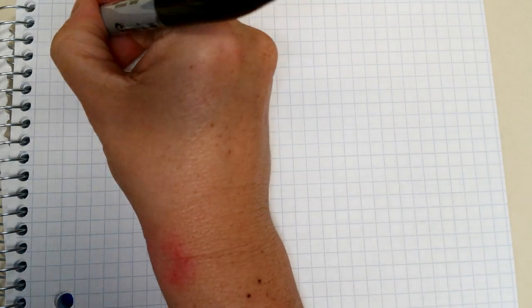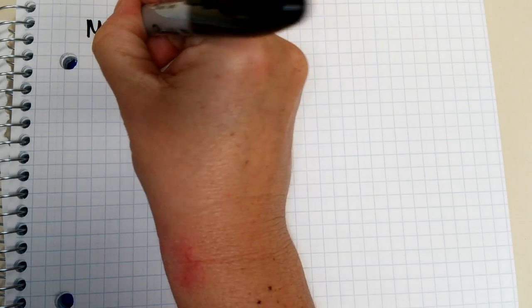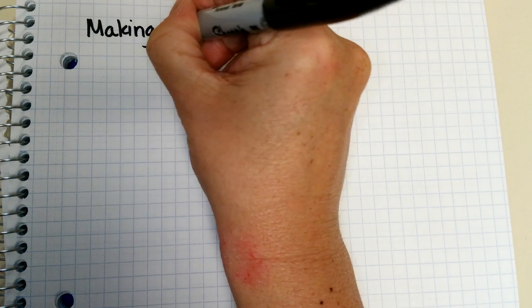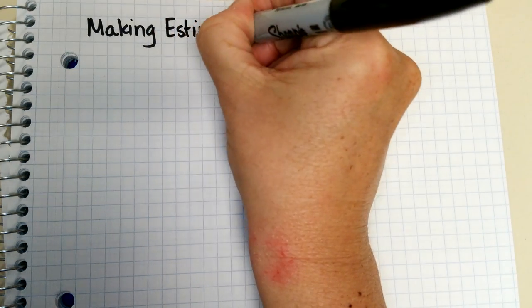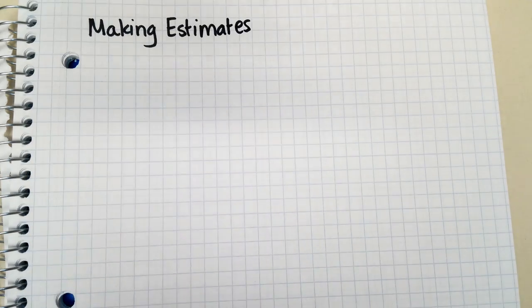All right, once you have finished playing multiplication compare for 5 rounds, we're going to be moving on to making estimates. Okay, and we're just going to discuss really quickly. Okay, we have a discussion.